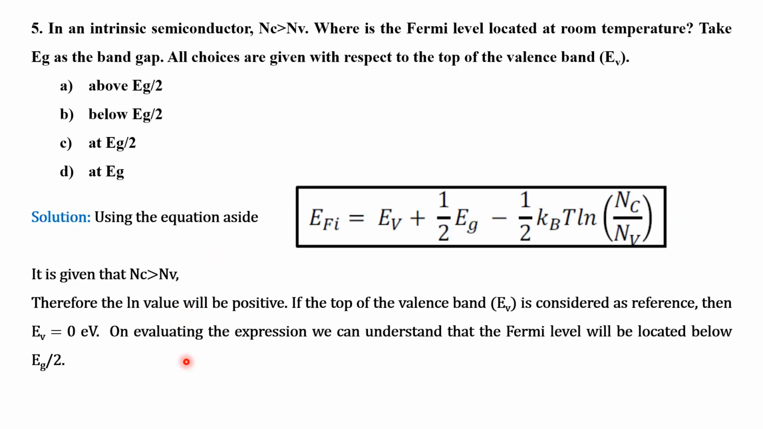So is that clear? Suppose we are telling that Nc is less than Nv. Then what happens? This ln term will become negative and this will change to a plus sign. And when it changes to a plus sign, what does that mean? It will be above Eg by 2. That is the case. So this is a conceptual question. There is nothing to solve here. Just the ln value you have to check.